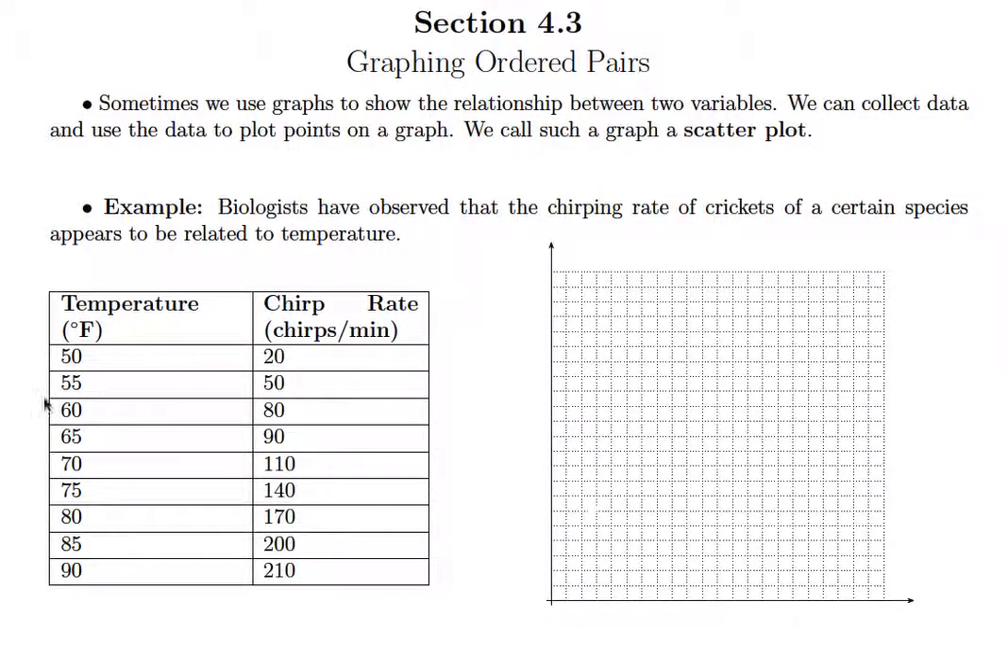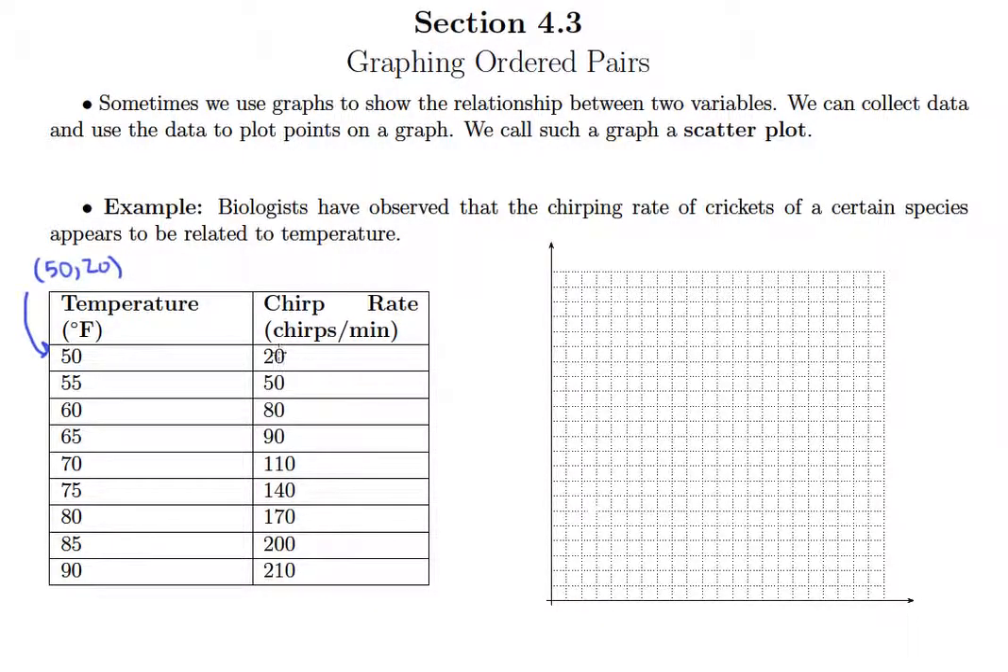For example, a scientist might take a temperature reading of 50 degrees outside and then count that a particular cricket chirps 20 times per minute. That gives us a pair of numbers that go together. Since it's a pair, this is really just the same ordered pair that we've already seen. So it would be the ordered pair (50, 20).